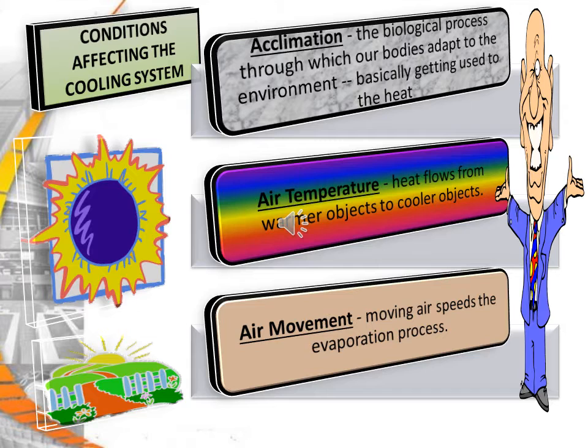Conditions affecting the cooling system. Acclimation is the biological process through which our bodies adapt to the environment, basically getting used to the heat. Air temperature is the heat flowing from warmer objects to cooler objects. Air movement moves the air, speeds the evaporation process.